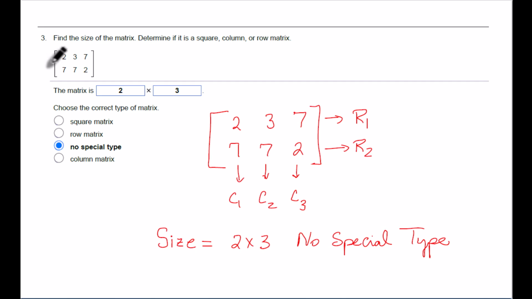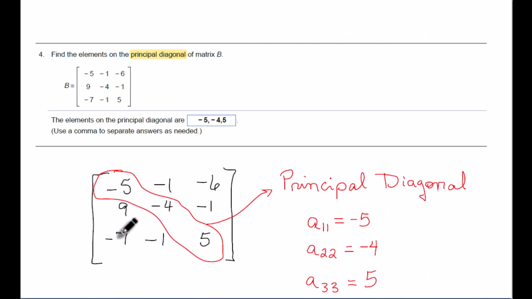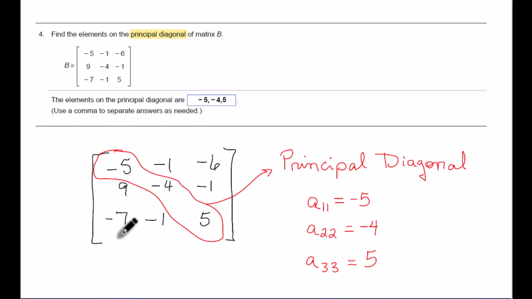What about this guy? Well, again, 2 rows, 3 columns. In question 4, they want me to find the principal or main diagonal. All right, well, that just comes from the top left down to the bottom right. And so I see A11 is -5, A22 is -4, and A33 is 5.